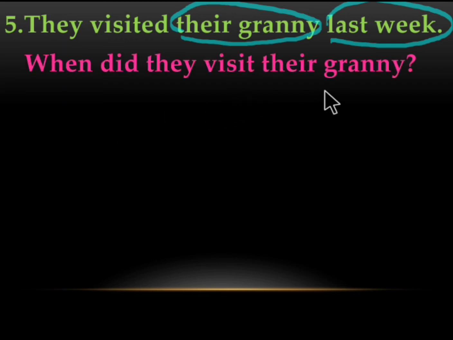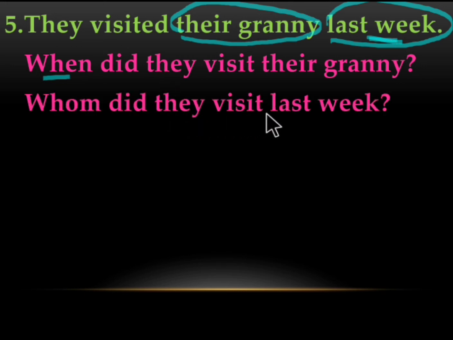When did they visit their granny? They visited their granny last week. So you have the answer as last week. So when answers the question, that is, it gives the response for time. The next one, whom did they visit last week? They visited their granny. So this is the person. Whom gives the response for the person.